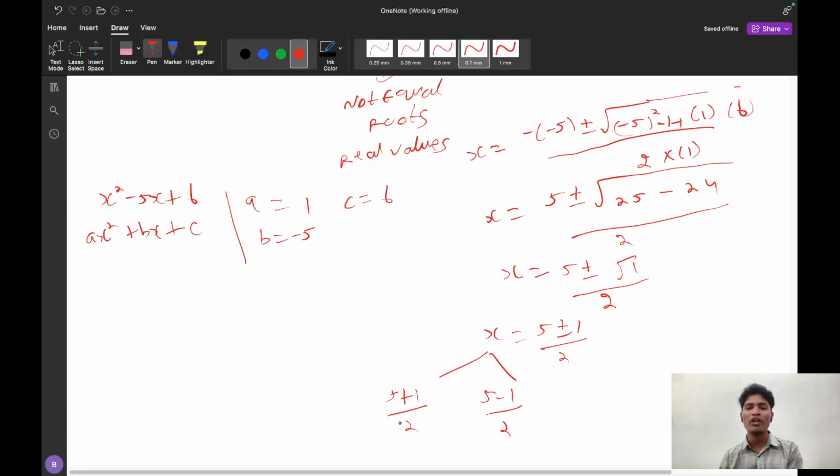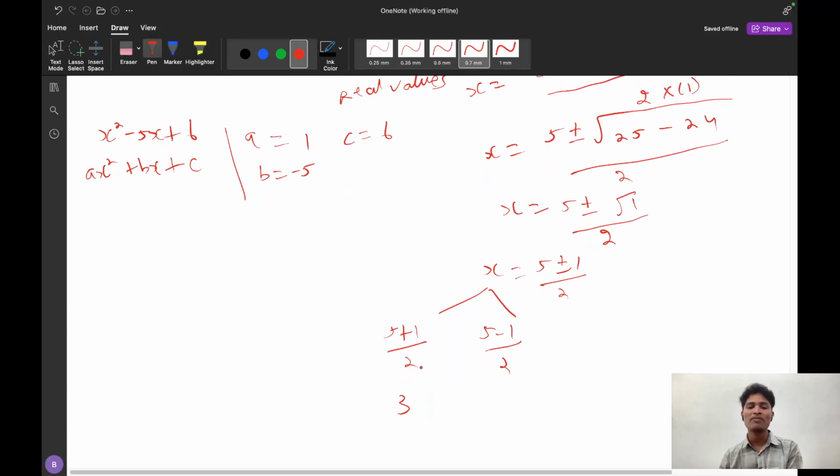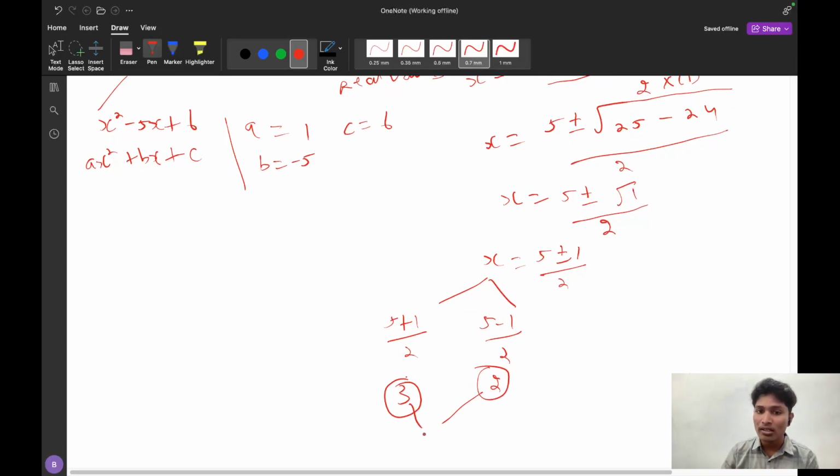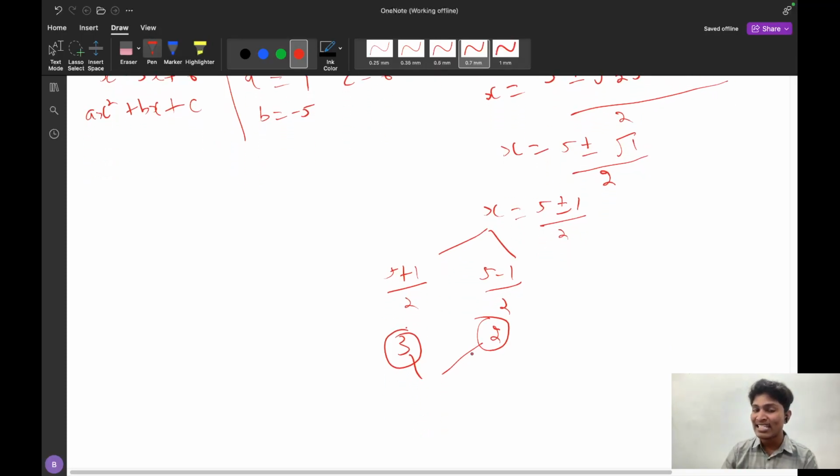5 plus 1 divided by 2: 5 plus 1 is 6, and 6 divided by 2 is 3. 5 minus 1 divided by 2 is 4 by 2, which is 2. So 3 and 2 are the roots of this equation, x square minus 5x plus 6. And what is the nature of these roots? You have to understand the nature. The nature of these roots is that they are real values, that is, real roots, and second, they are not equal.